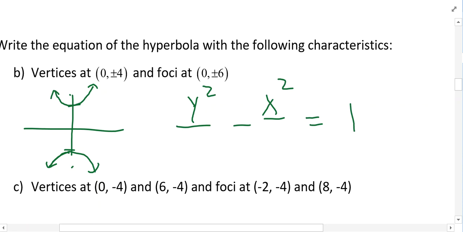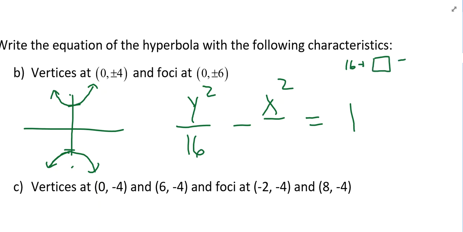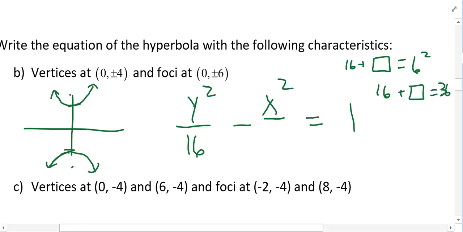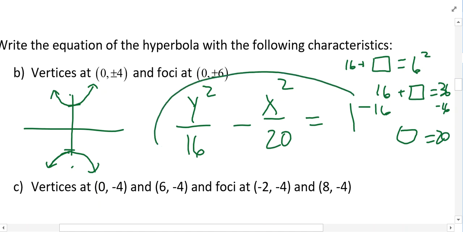Now my y squared, that distance is 4, so 4 squared is 16. And I know 16 plus something has to give me 6 squared, or 36. 16 plus something is 36. That something is 20. And you can see it if I just subtract it. Okay.